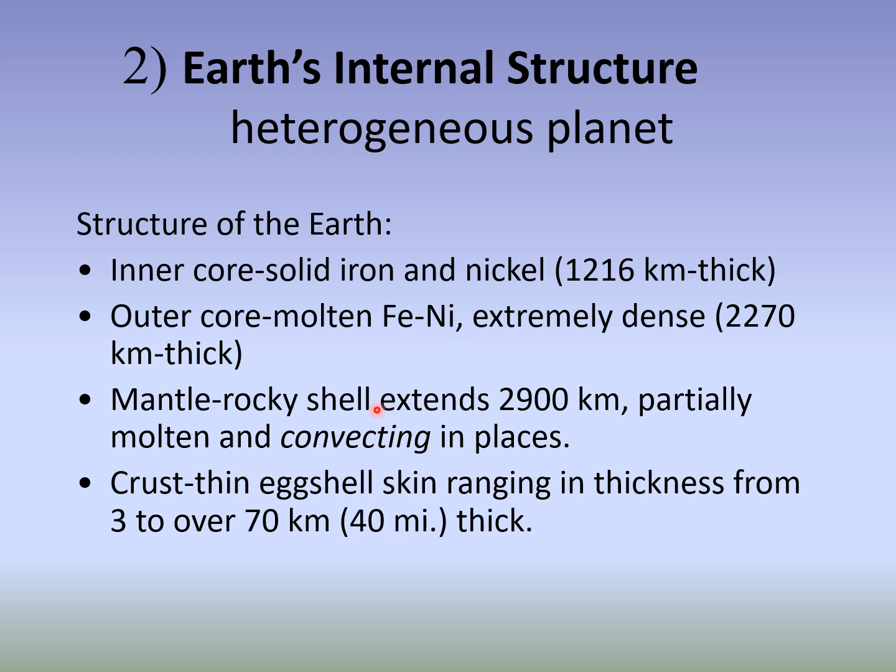I'll talk more about that in lab. But anyway, then we also have the outer core, a molten iron and nickel core. It's molten, so that means it's liquid, or some kind of fluid. Even if it's very thick, it's not solid, it does flow. It's extremely dense, and it's about 2,270 kilometers thick. Then we have the mantle, which is a rocky shell that extends about 2,900 kilometers away from the core. It's partially molten, not entirely molten, but partially melted.